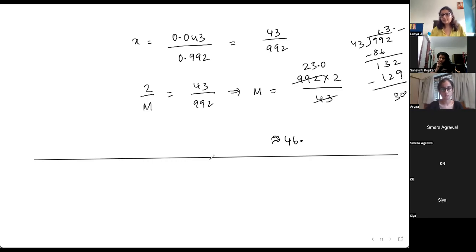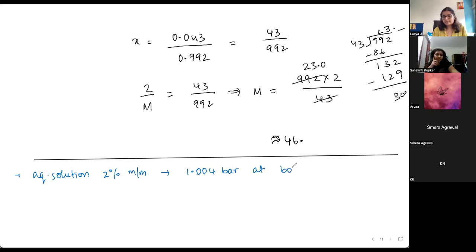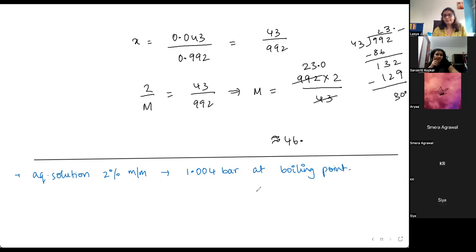Okay, has everyone finished? Should I do a quick recap of what happened here? Yes, ma'am. Okay, so we were given an aqueous solution, 2% mass by mass, so the solute concentration in the aqueous solution is 2%. Its vapor pressure was found to be 1.004 bar at boiling point. We needed to figure out the molar mass of the solute.